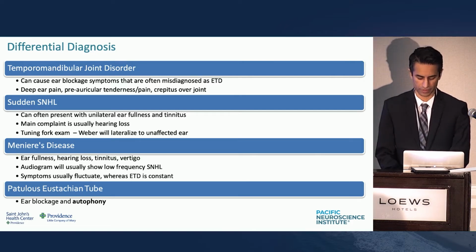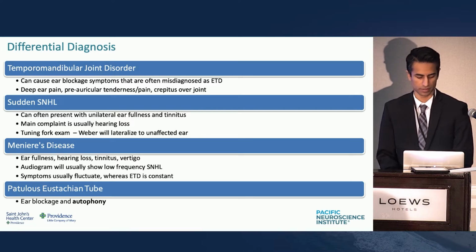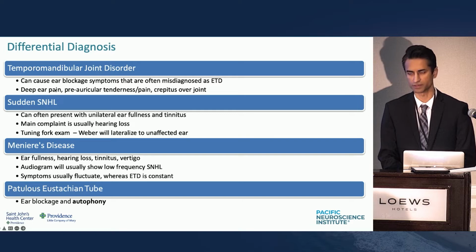Just going over the differential diagnosis, I think there are a few things that can mimic eustachian tube dysfunction. Probably the most common thing is TMJ disorder. These patients, especially who grind their teeth and clench their jaw and don't wear a night guard, can get these ear blockage symptoms that are often misdiagnosed as eustachian tube dysfunction.